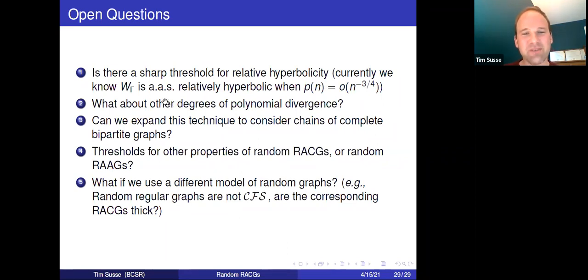And then finally, what if we use a different model of random graphs instead of this very simple Erdős–Rényi model? For instance, a random regular graph doesn't have enough squares to be CFS. Bollobás proved this. I don't know exactly when. But that doesn't prevent the right-angled Coxeter group from being thick or having polynomial divergence. I'm pretty curious about this one and had an undergrad student that wanted to study it, but the model of regular random graphs is actually pretty challenging to get a handle on.